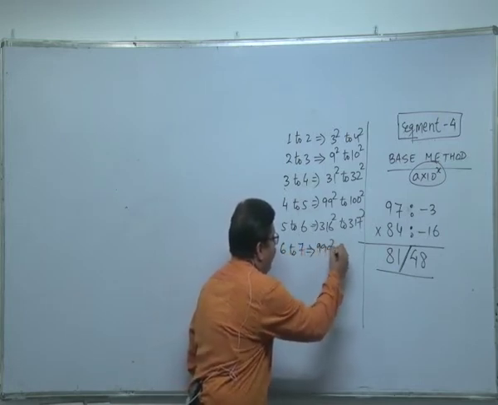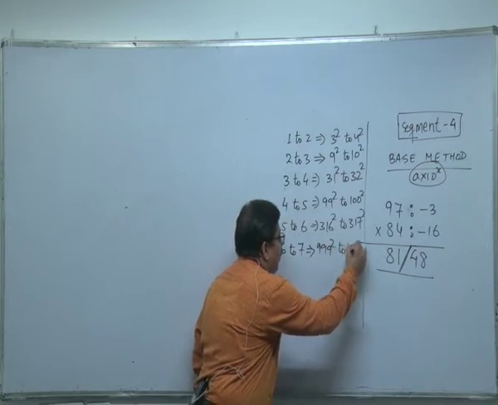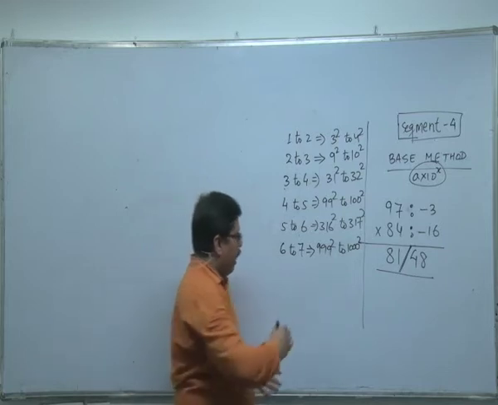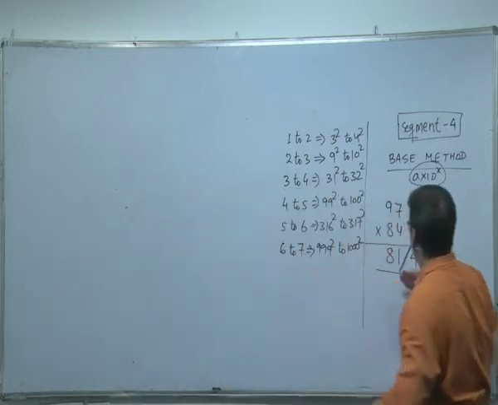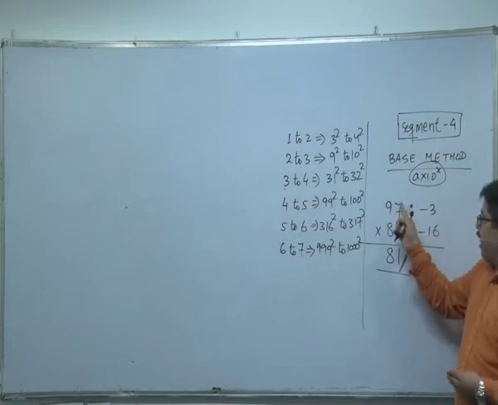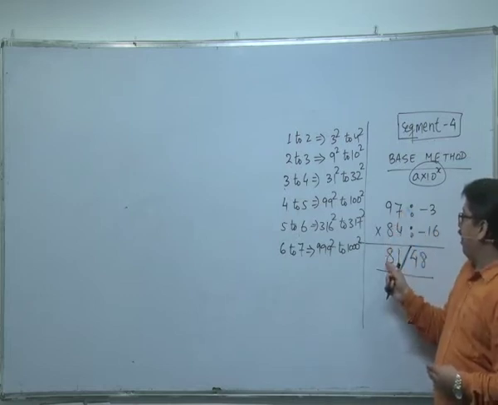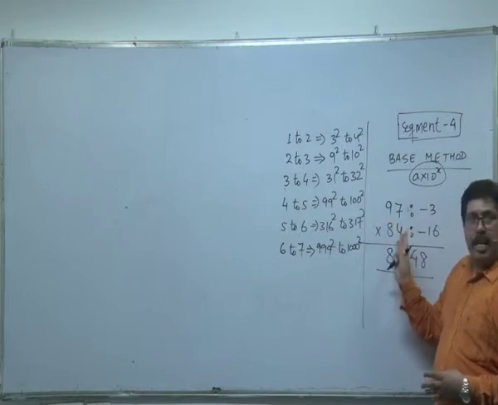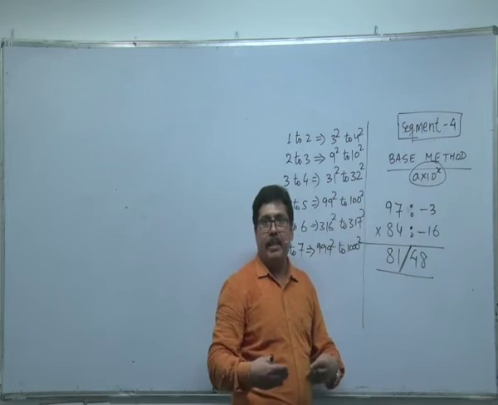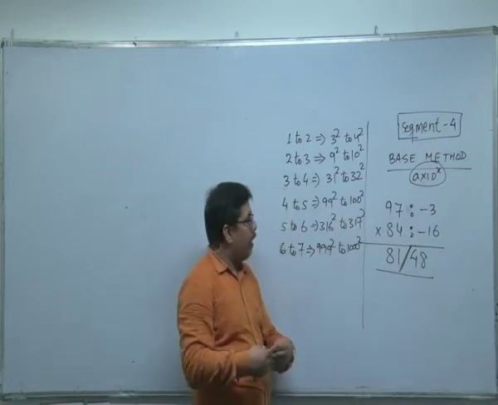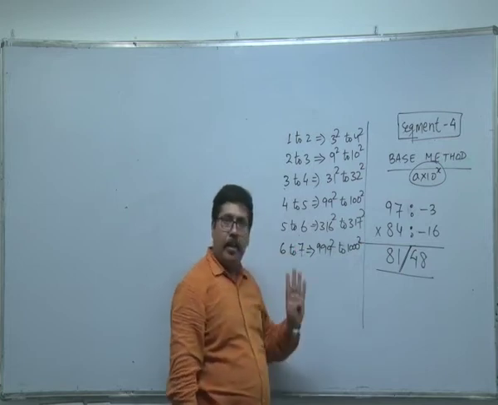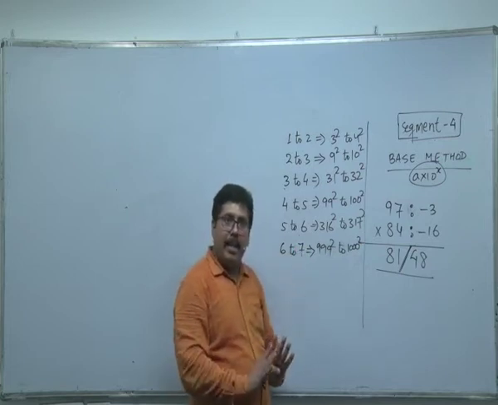999 square, 2000 square. So we can quickly assess the number of digits in these calculations. 97 into 84 is certainly a 4-digit number. Why? Because 97 and 84 are both greater than 32 and less than 99.